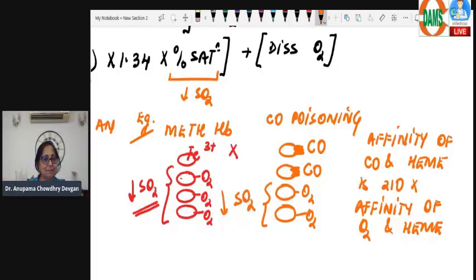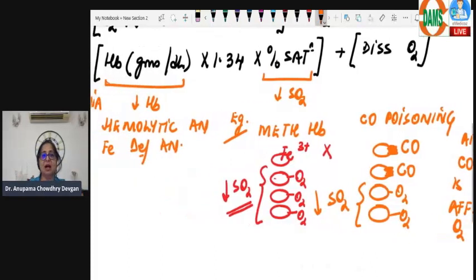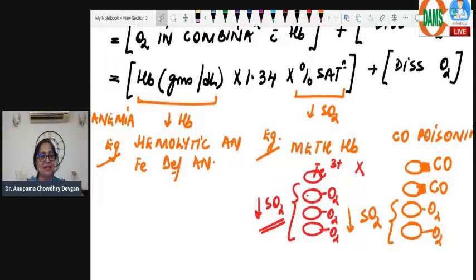And if there is a reduction in the saturation, there will be a decrease in the oxygen carrying capacity. Decrease in oxygen carrying capacity could be due to decrease in hemoglobin or due to a decrease in saturation. Decrease in hemoglobin, common conditions, hemolytic anemia, iron deficiency anemia, megaloblastic anemia. Decrease in saturation, methemoglobinemia, sulfhemoglobinemia, carbon monoxide poisoning. These are the conditions which will decrease the oxygen carrying capacity of the blood.